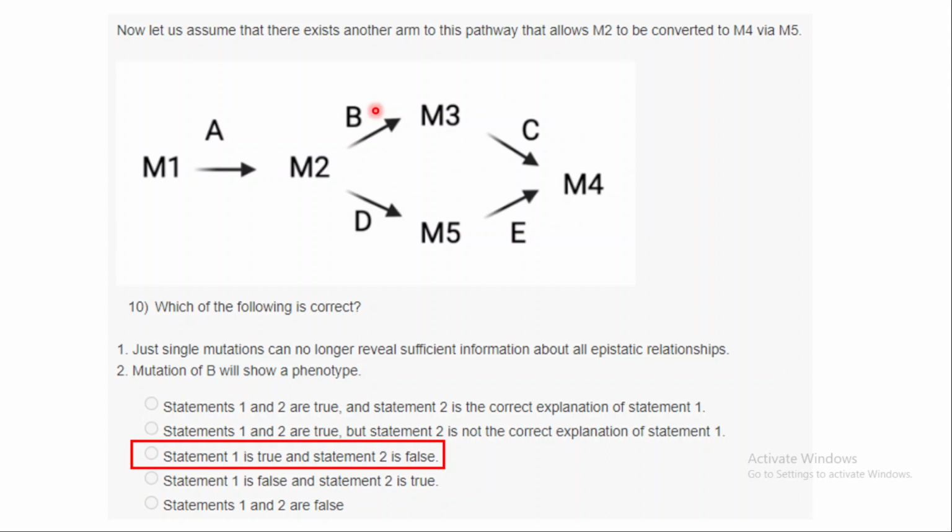Yeah, that means if one of the pathways here is impaired, let's say we do not have B, we can still reach M4.